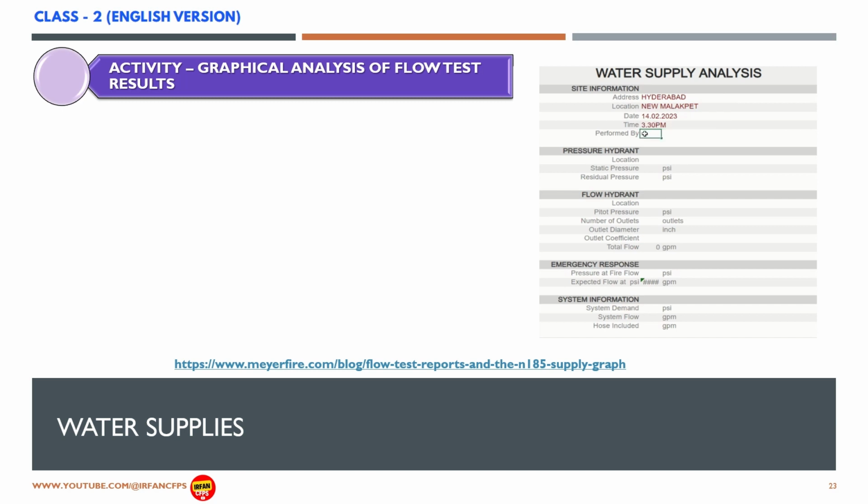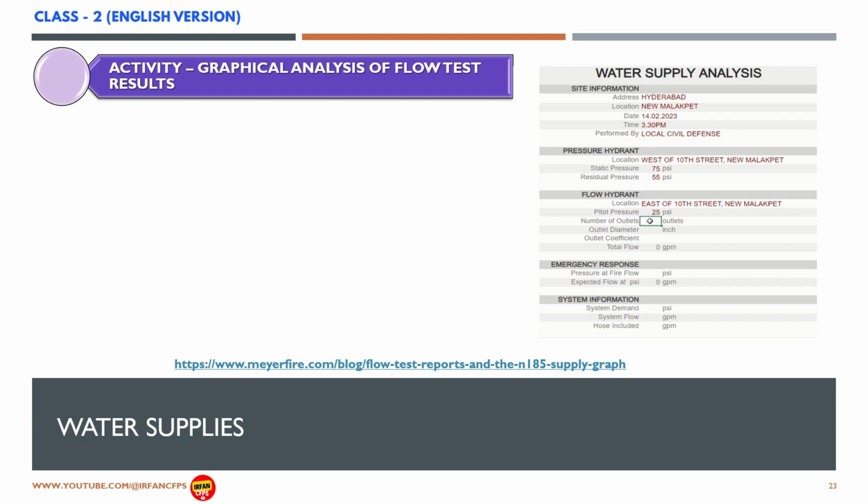Performed by, the person's name has to be mentioned, or any local authority if they have done this testing, we'll put their name. And the static pressure and residual pressure, which we have taken from the flow test, need to be entered in this column. Static pressure I will put as 75 psi and residual pressure as 55 psi. Now we need to mention the readings of the flow hydrant. Pitot pressure reading, which we have taken from the flow hydrant, let's mention as 25 psi.